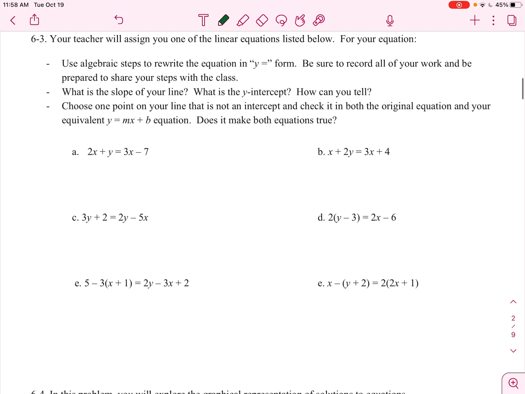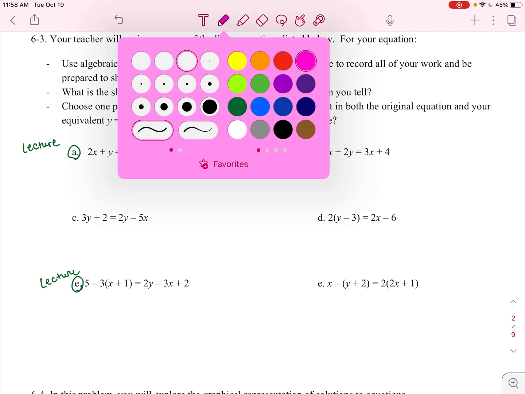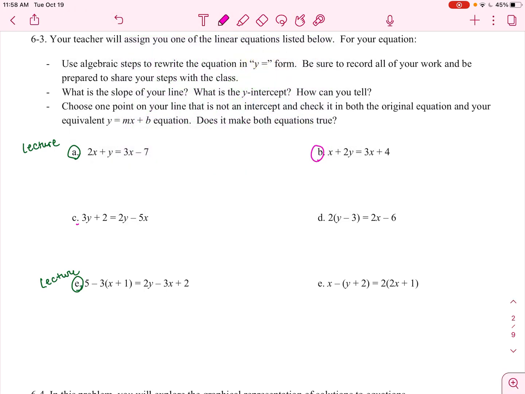I'm going to pick 2 of these to do. So I'll do A and E, and then during class time, I'm going to have you work on the other ones, and I can create an answer key for you so that you know if you did these correctly or not. What I've circled in pink are going to be classwork and homework problems.